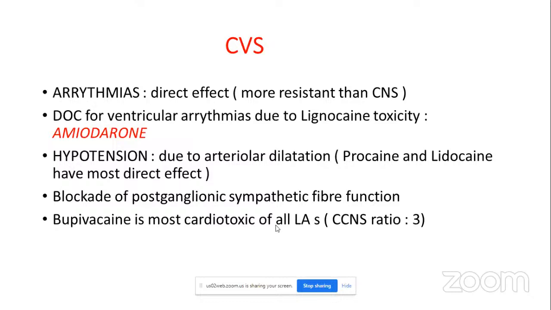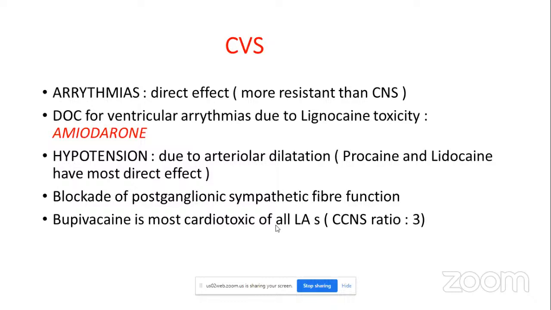And hypotension, as local anesthetics have arterial dilatation property. Examples, procaine and lidocaine have the most direct effect with hypotension. This occurs due to blockade of postganglionic sympathetic fiber function with C fibers. Bupivacaine is the most cardiotoxic of all local anesthetics.